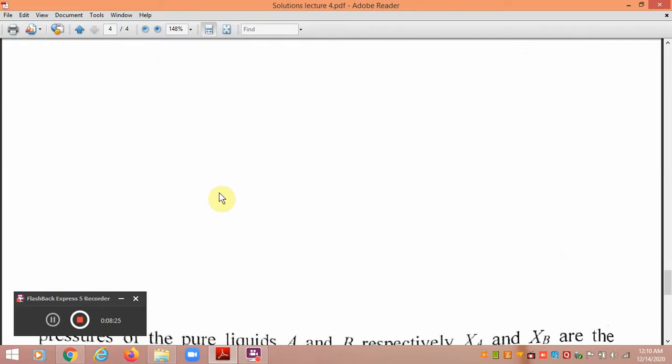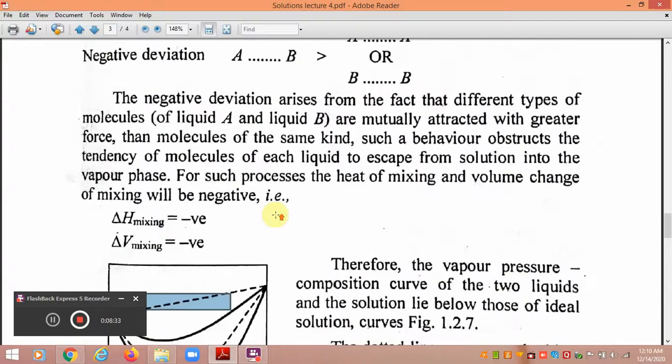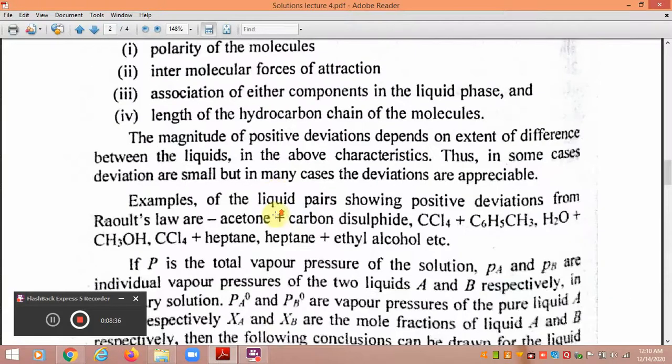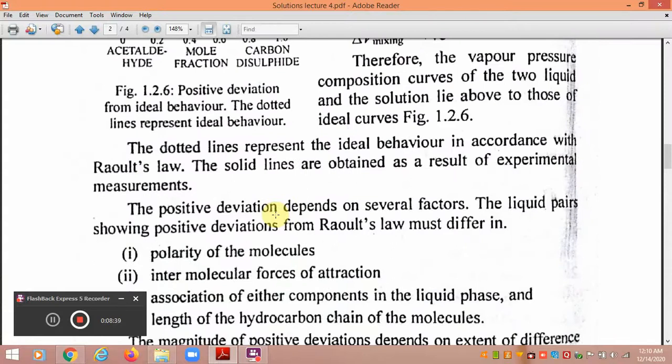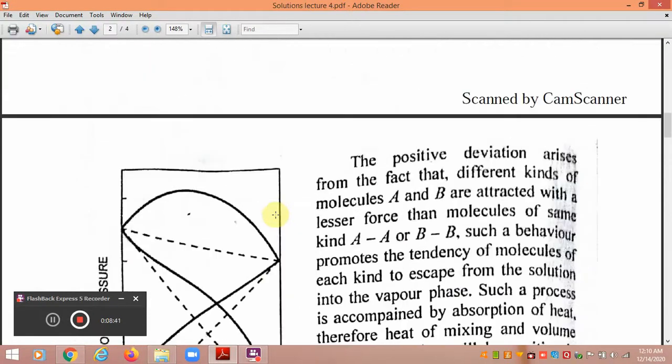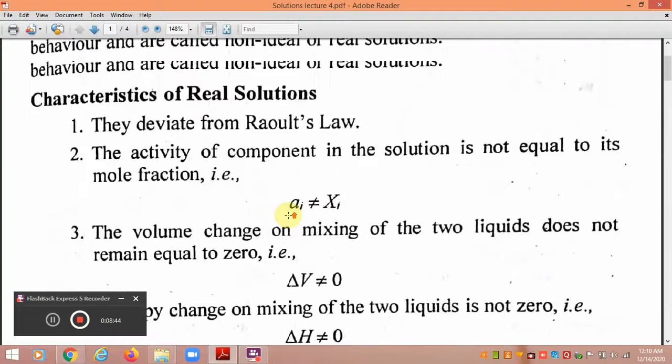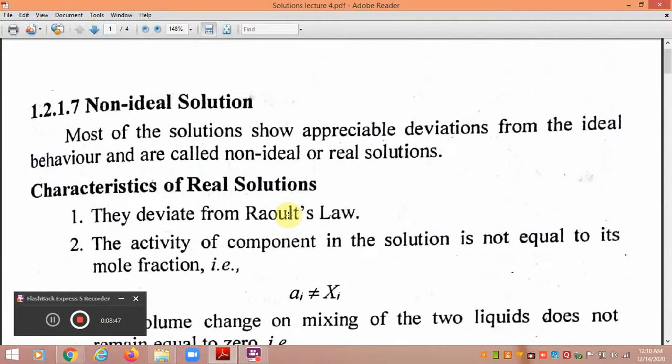So these are the two types of deviation that we observe in case of a non-ideal solution. One is the positive deviation from Raoult's law, another is the negative deviation from Raoult's law, and we also discussed the various factors on which the positive or negative deviation depends. So dear friends, in this part of the video we tried to discuss the non-ideal solution and different characteristics of this non-ideal or real solution, and we also compared this with Raoult's law or the ideal solution, and we found that either a positive or a negative deviation from Raoult's law is observed in case of a non-ideal solution.